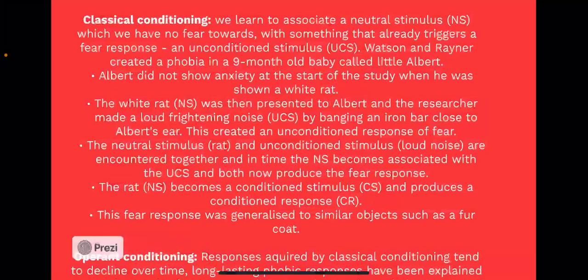The neutral stimulus, rat, and unconditioned stimulus, loud noise, are encountered together, and in time the neutral stimulus, so the rat, becomes associated with the unconditioned stimulus, and both now produce the fear response. The rat, neutral stimulus, becomes a conditioned stimulus and produces a conditioned response of fear. This fear response was generalised to a similar object such as a fur coat.